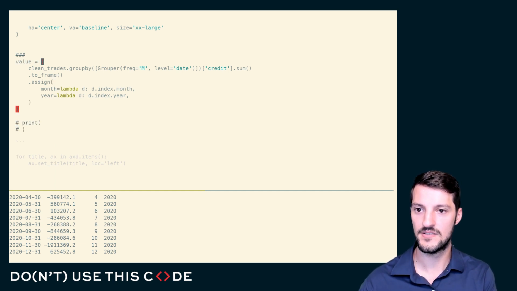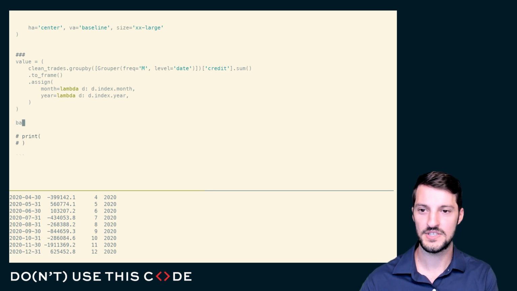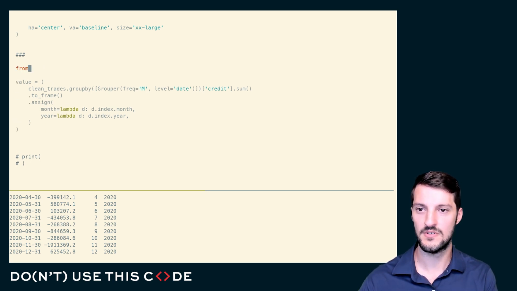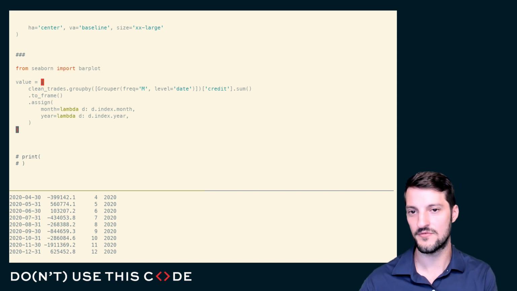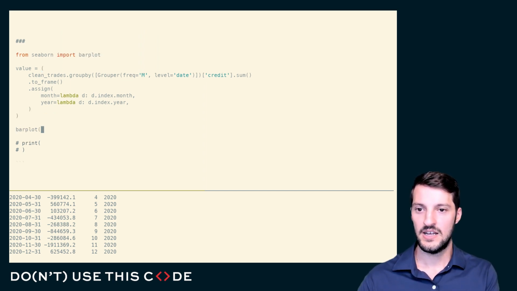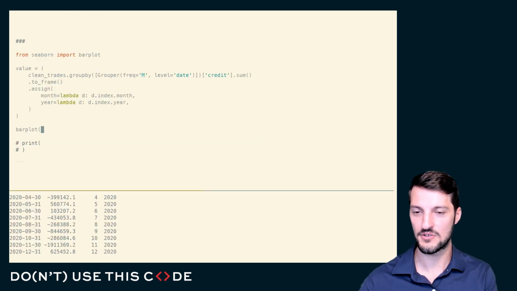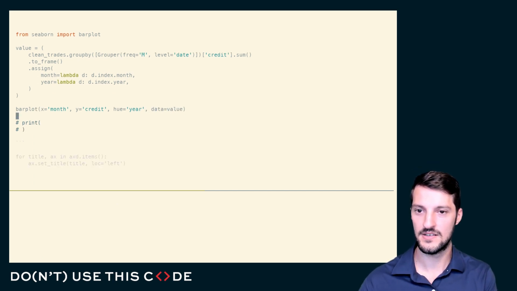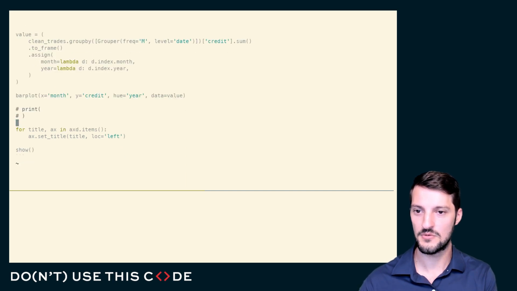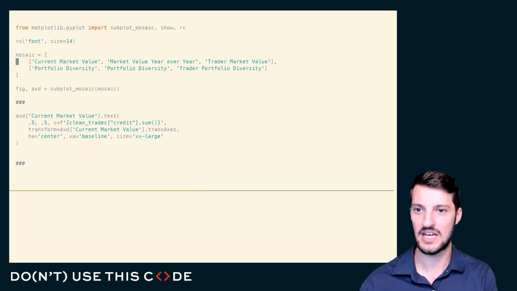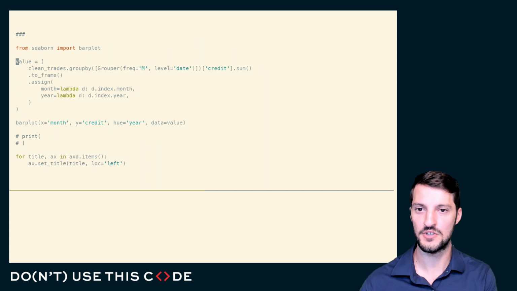Just like that. All right, so let's grab from seaborn import barplot, very aptly named. And then let's see, our x is our month, our y is our credits, and our hue in this case will be the year, and the data is this. Okay, and then we'll just need to show that, and I need to give this an axis to actually plot into. So let me go grab my market value year over year.